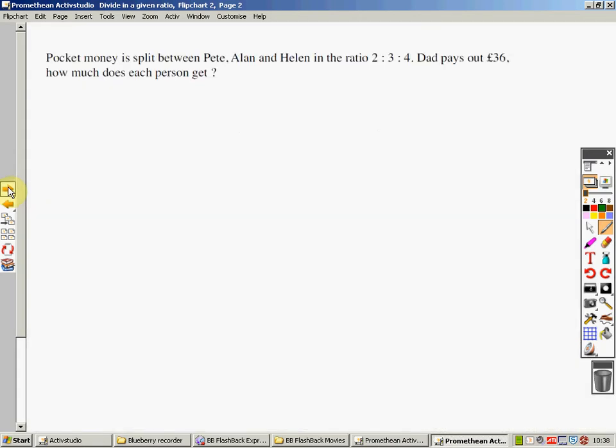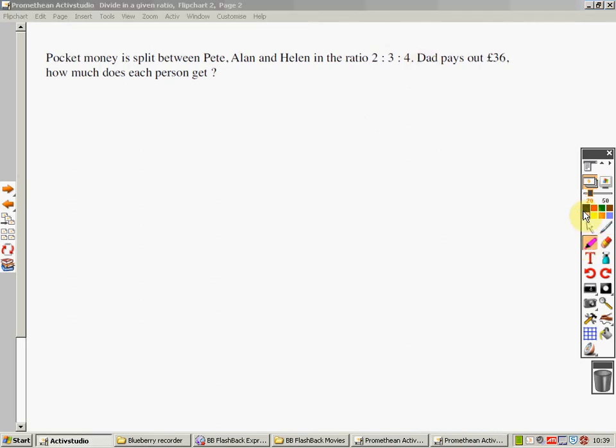Okay. Here's a question for you to do. Don't forget it's slightly different here because I've got 2, 3 and 4, but with the same table, just with an extra column added in. If you'd like to press pause now and have a go. Okay, welcome back.